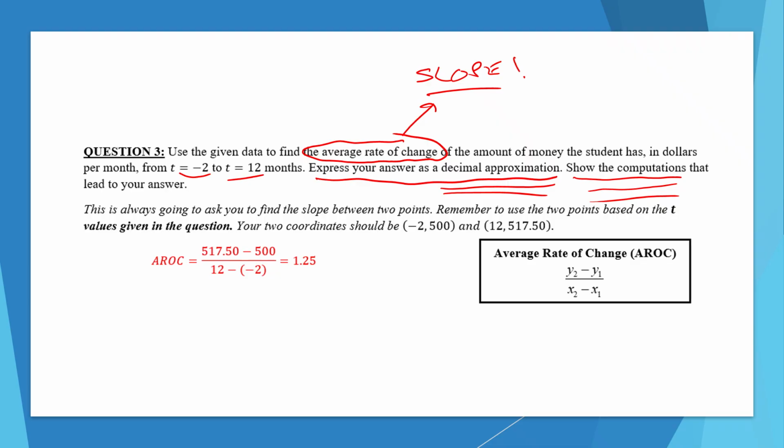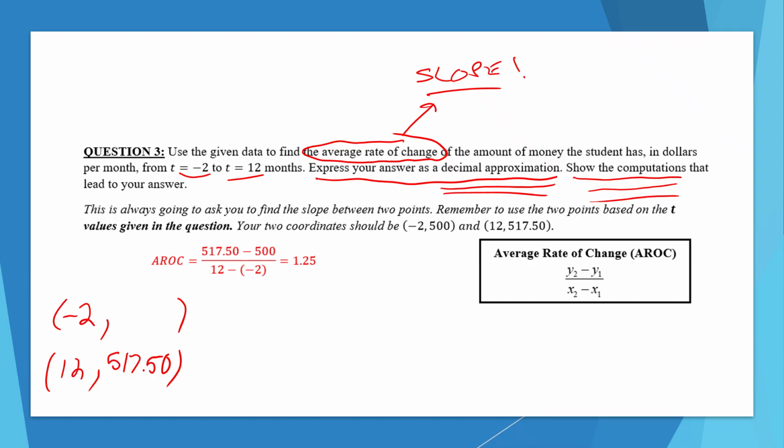The tricky thing here is typically it'll be just 2 points that they give you in the question. That will typically be seen. With this example here, they actually don't. Our two coordinates are going to be negative 2 comma something and then 12 comma something, right? And so first off, we know what the y coordinate of 12 is from the question. It was 517.50. So that you don't even have to use the equation. You can just pull from the points that they were given to you.